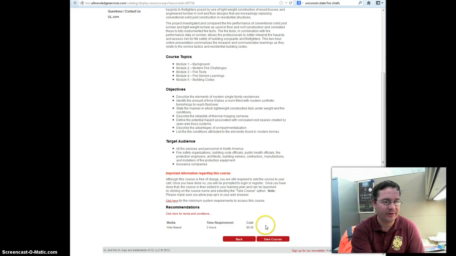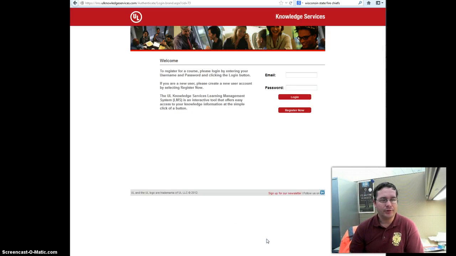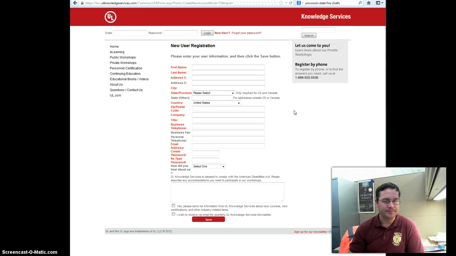So you can read the description. It'll give you a heads up as to what the course is about, and then you can click on Take Course. And when you click on Take Course, it's going to bring you into this login screen. Now, probably most of you don't have a login to UL, the Underwriters Laboratory, but it's not a problem. You just click Register Now, and it's going to take you to a screen where you can create a user account that will then give you access into the program. Similar to CFI Trainer in that you watch the videos, you can complete some quizzes, and then at the end you get a certificate, and you can just send that certificate on to me.